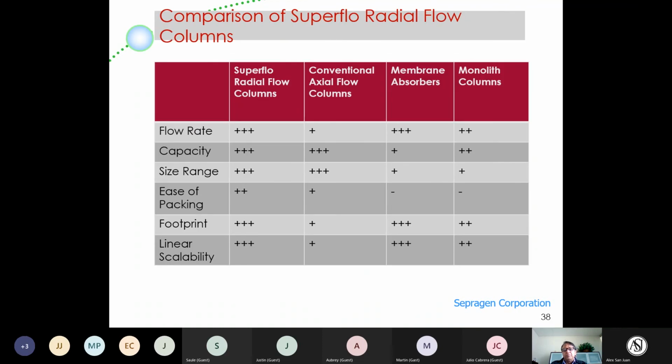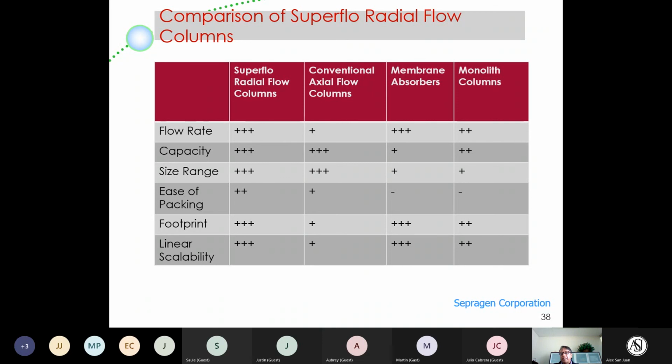So the columns, some of you may be familiar with membrane absorbers or monolith columns. The nice thing about radial flow columns is some of those technologies are good in that you can go faster, but their scale is very limited to a few liters. Whereas radial flow columns match the scale, or in fact exceed the scale of conventional axial columns. We've scaled these things up to 400 liters, and we are in discussions with a company about scaling it up to 500 liters of resin capacity, right? So large scales and completely linearly scalable, very easy to pack the columns, very consistent on a large scale.